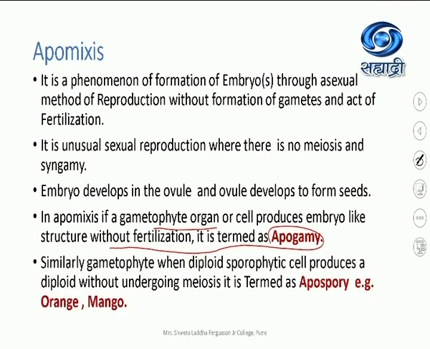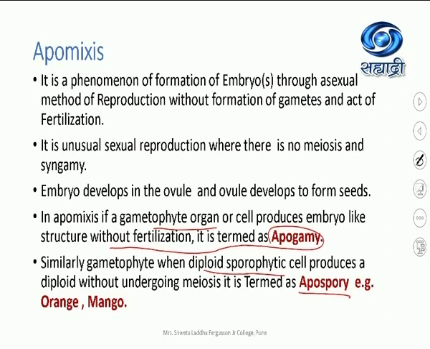Similarly, if a gametophyte, when a diploid sporophytic cell, if you remember the nucellus, it is having this diploid sporophytic cell. If it produces a diploid embryo, without undergoing meiosis, into a seed, then we call it apospory. Apospory, without developing meiotic spores. The diploid sporophytic cell only will, without undergoing meiosis, develop into an embryo. Example, it occurs in oranges, in mango.